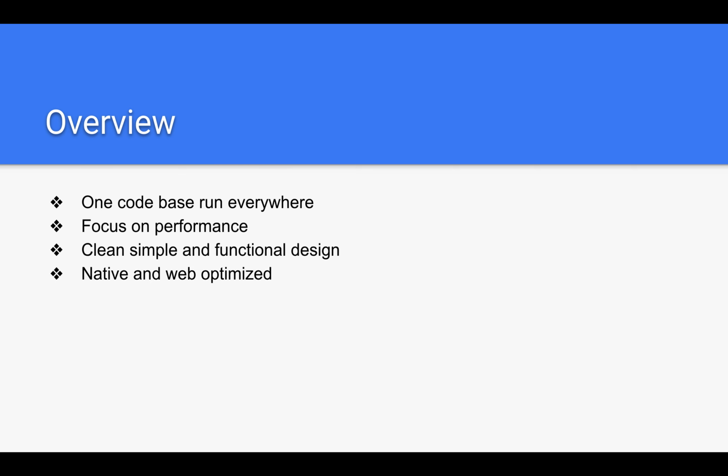And next one is native and web optimized. The Ionic framework uses Capacitor or Cordova to deploy natively. Okay, so whenever you're creating a project, that project can be created by using Capacitor or Cordova. With the help of Capacitor and Cordova, you can deploy the applications natively, that is on the Android and iOS platforms, or you can run in the browser as a progressive web app.